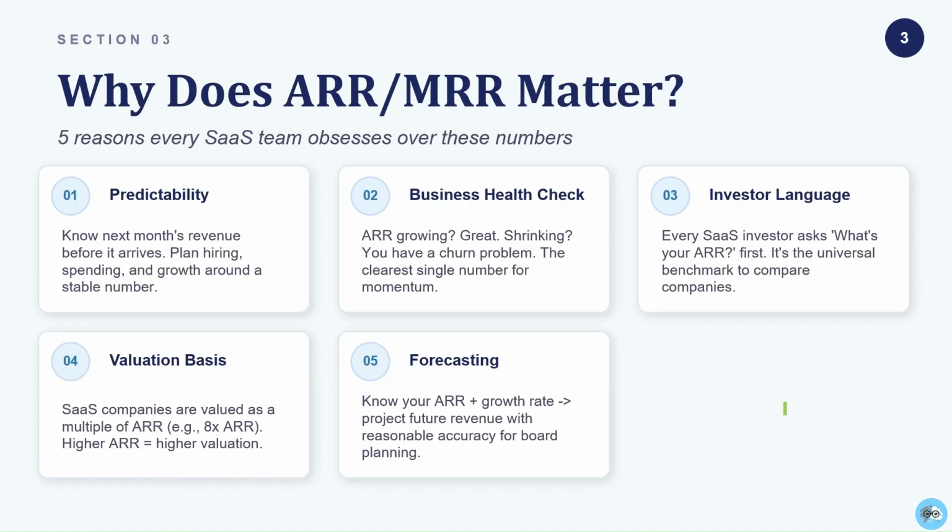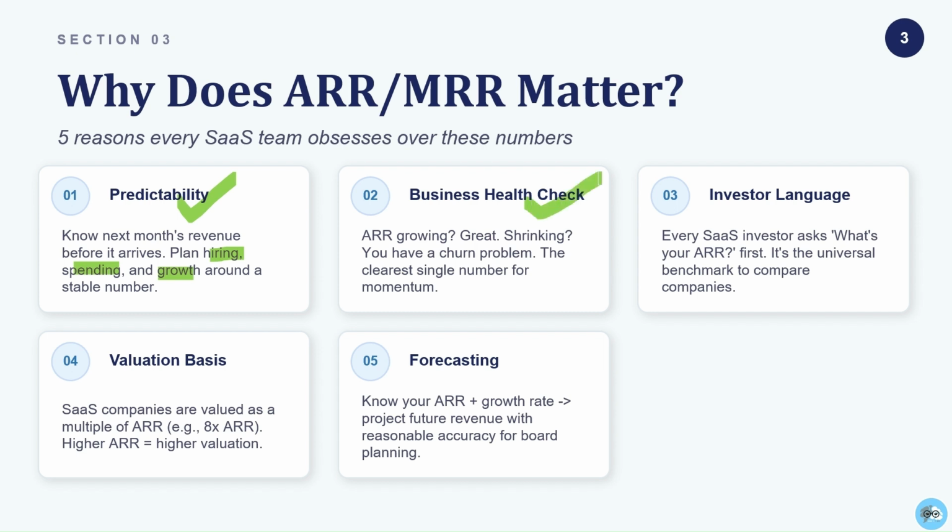Moving on to our next slide, why ARR and MRR matter. There are 5 reasons that every SaaS company tries to calculate and get the best out of these KPIs. First of all, is predictability. Everybody wants to know how their company is going to perform next month so that they can plan their hiring, spending, and growth.